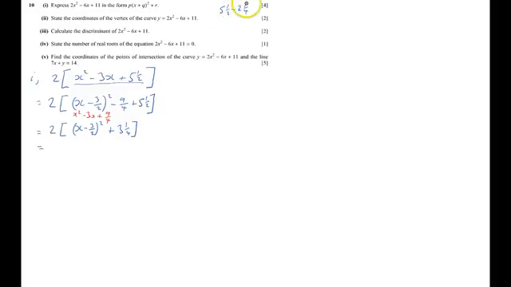Just look to see what it wants. It wants to be, okay, it's just the p, which is going to be 2 times by this bit, so it's going to be 2 lots of (x minus 3 over 2) squared, and then I've got to do 2 lots of 3 1/4, so that'll be 6.5. So that's done the first bit. Part 2.